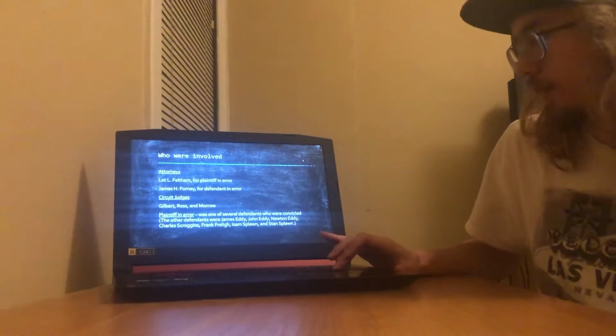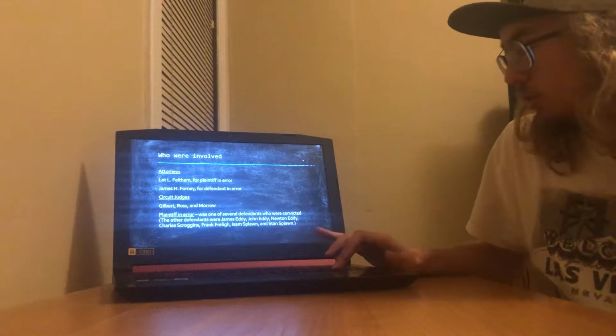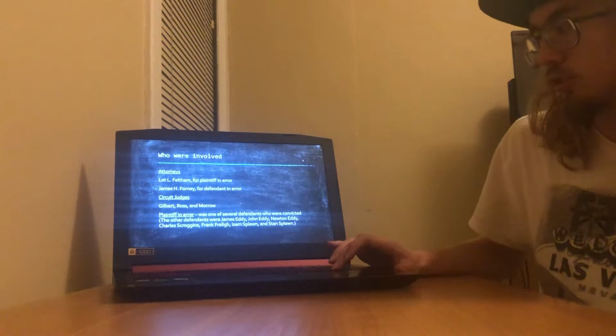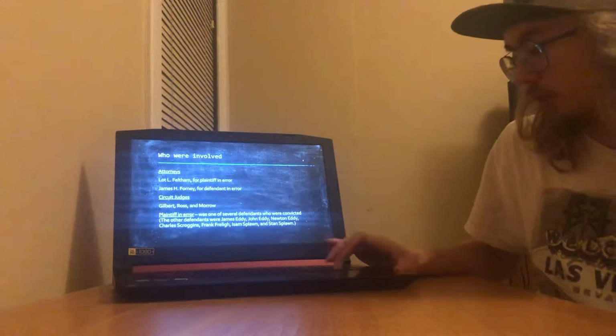There were a lot of plaintiffs and errors involved in the case. And then the circuit judges were Gilbert, Ross, and Morrow.